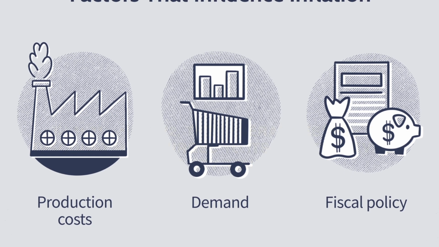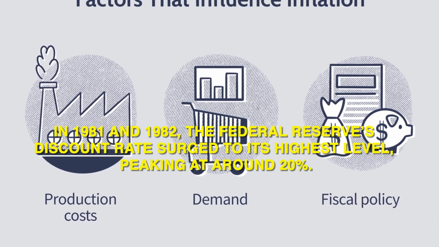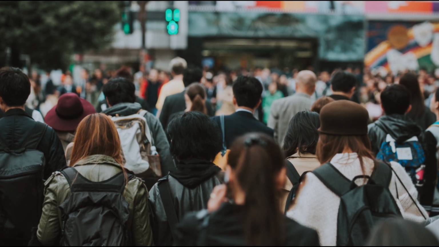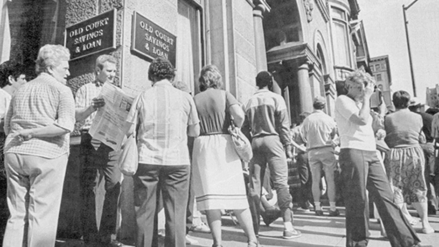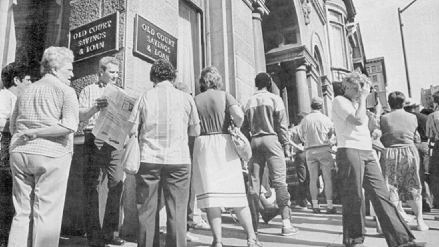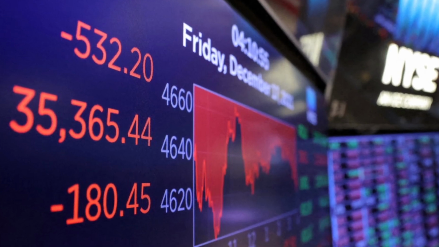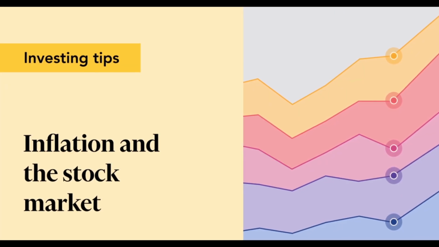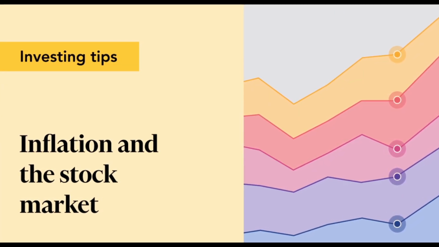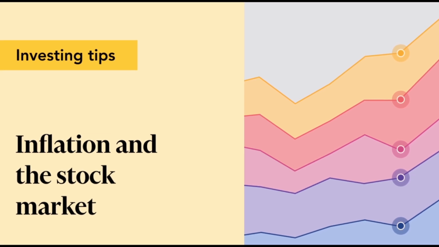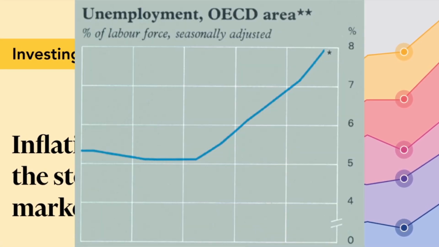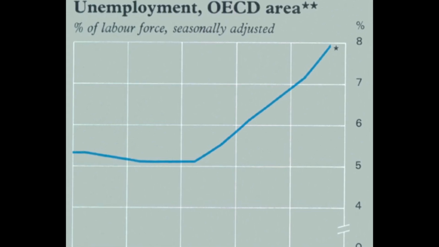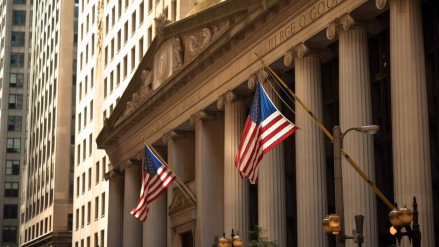In 1981 and 1982, the Federal Reserve's discount rate surged to its highest level, peaking at around 20%. In the late 1970s and early 1980s, the United States faced rampant inflation, reaching double-digit percentages annually. This inflationary spiral was driven by a combination of factors, including high oil prices, expansive government spending, and wage price spirals. Inflation eroded purchasing power, destabilized financial markets, and undermined economic confidence.